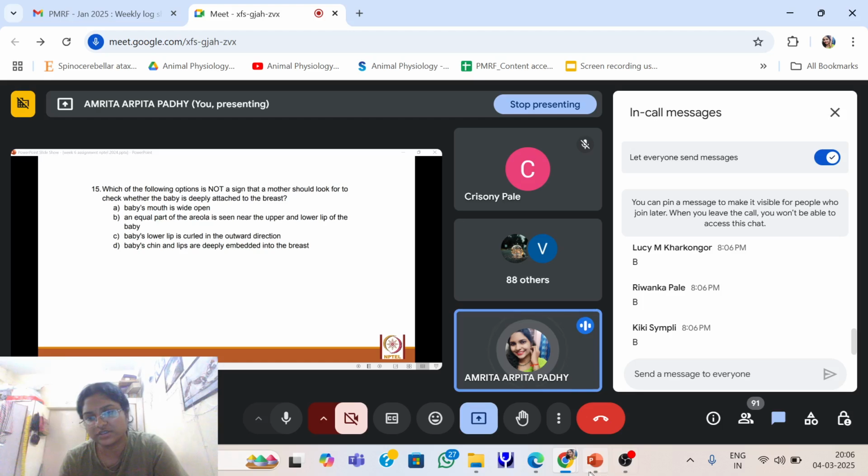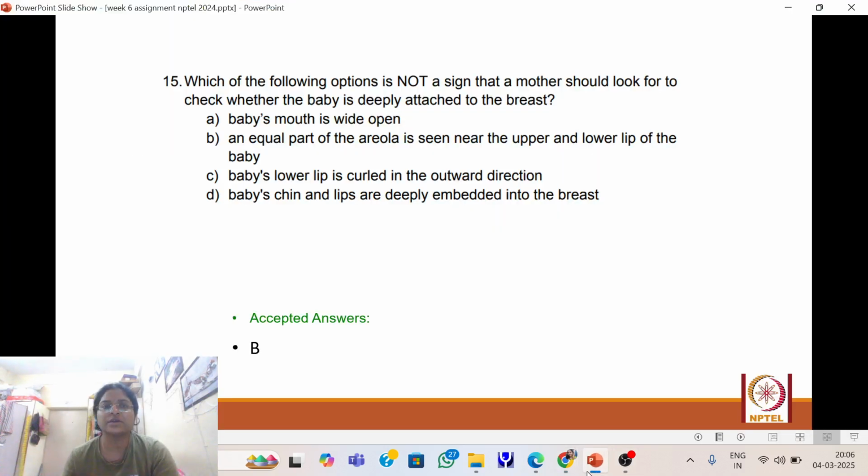Okay, let's see what is the correct answer. It is B. An equal part of the areola is seen near the upper and lower lip of the baby. This is not a sign that a mother should look for to check whether the baby is deeply attached to the breast. Okay, the others are the correct signs except this one. B is the wrong answer actually. Okay, B is not the sign.